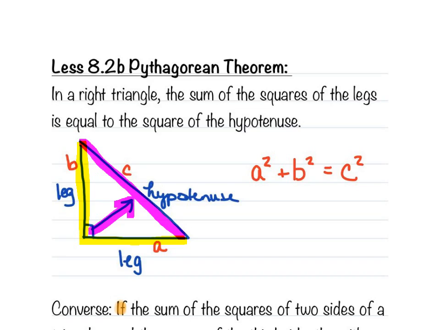So, here's the Pythagorean theorem, and here's what it says. It says that A squared plus B squared is equal to C squared. When I square the legs and add them together, they're going to add up to the hypotenuse squared.